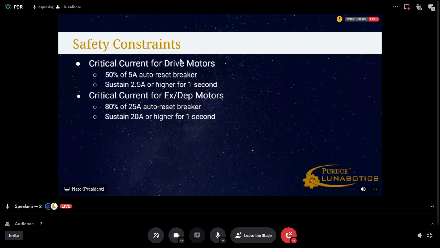As for safety constraints, we wanted to trip software breakers before PNH's breakers are tripped. So based on their breakers chosen, for the drive motors, we want to trip at 50% of the breaker, so 2.5 amps or higher for more than about a second. We want to shut off and then restart. And then same thing for the X-step motors, except for this, we are giving it 80% because it's more common for them to go at higher currents while mining.